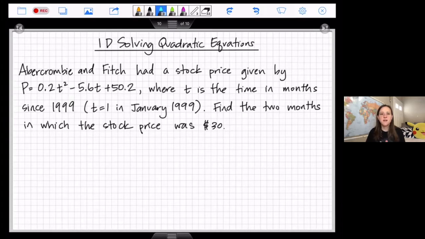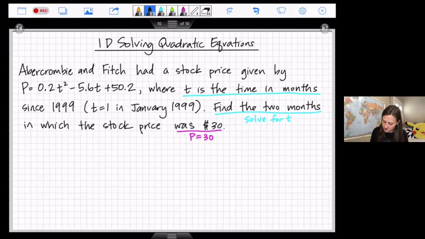All right, so they've asked us to find the 2 months. Months is represented in this problem by t. T is the time in months. So they're asking us to solve for t. And they say, in which the stock price was $30. So they're giving us the stock price. Remember, the stock price is given by this equation, this p, right? So they're giving us that p is equal to 30. So they want us to plug p equals 30 into the equation and solve for t. So let's do that. I'm going to go up to that equation and replace p with 30.